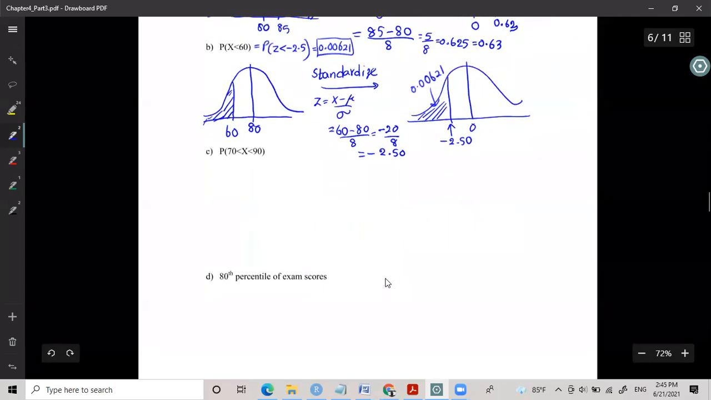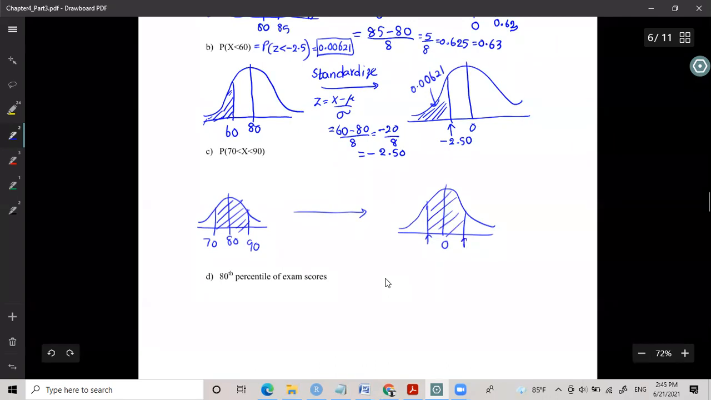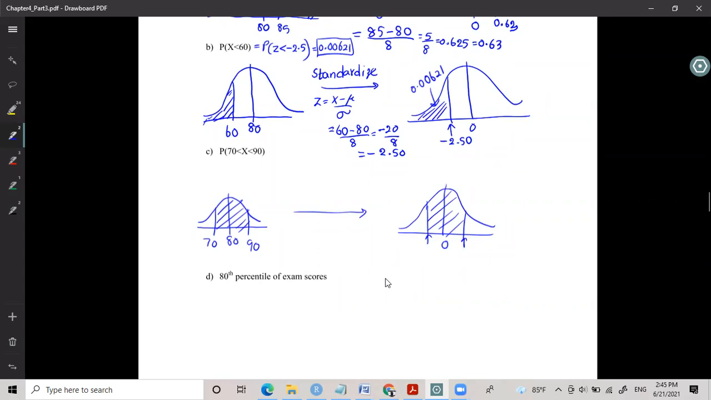Now try the next one, 70 to 90. 80 is the mean, 70 is to the left, 90 is to the right. It's something symmetric actually. When you answer this question, you can do it in many ways because of the symmetry. Find these Z scores. First, find the Z score for 70.